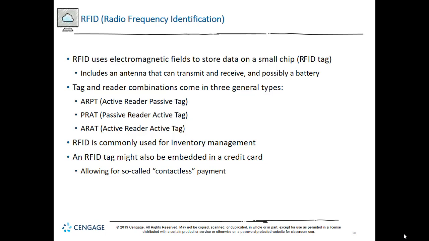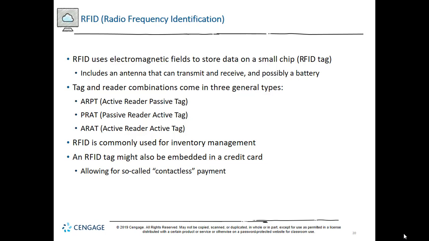RFID, or radio frequency identification, uses electromagnetic fields to store data on a small chip in an RFID tag, which includes an antenna that can transmit and receive, and possibly a battery. The tag holds anywhere from 1 to 8K of data, such as a serial number, credit card information, or medical data. It can transmit to a nearby reader.